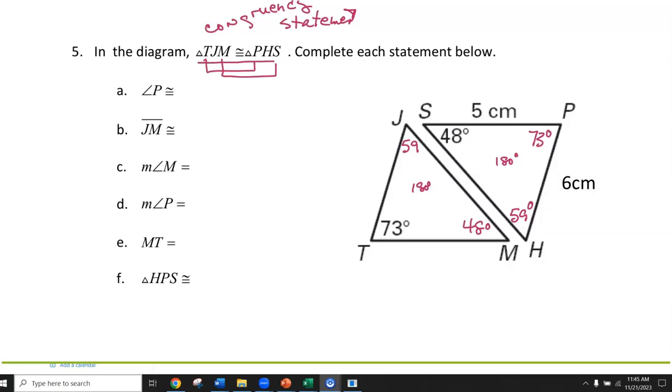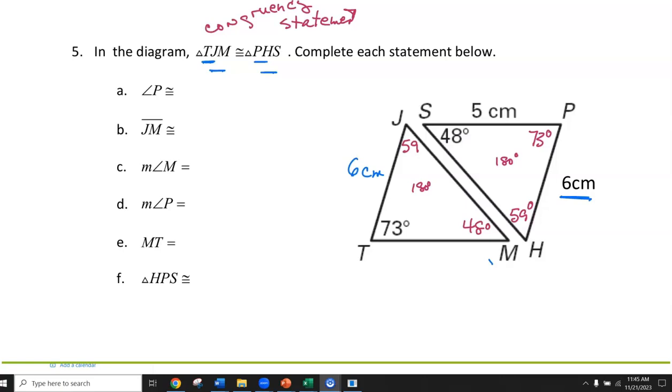Let me just erase my markings so far, and let's look at side markings. Look at the first pair. TJ has to equal PH. So TJ and PH. Oh, PH has a value. That means that this value has to be the same. Okay, let's go for the next pair. JM has to equal HS. So JM has no value here, and HS has no value either. So that's not going to help me.